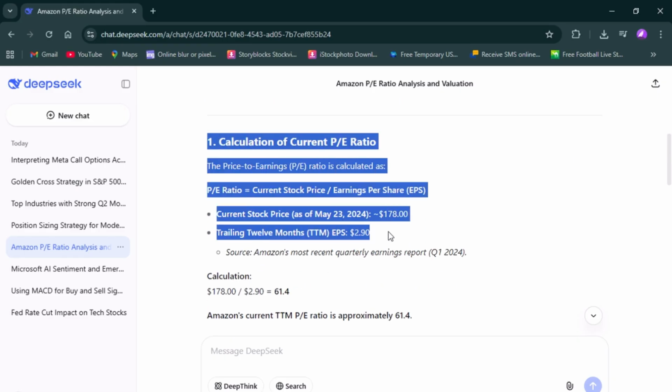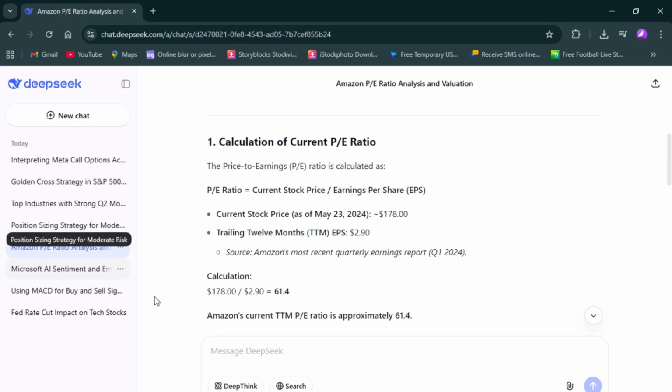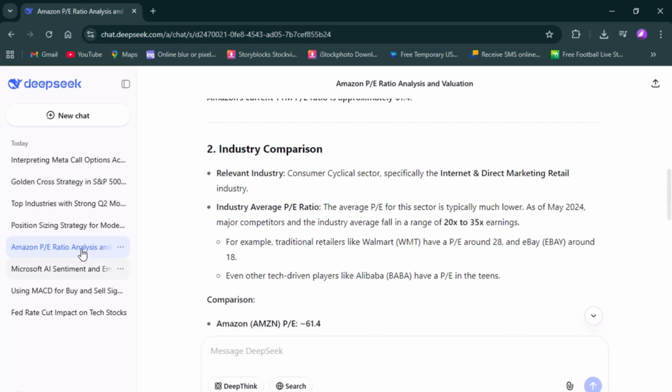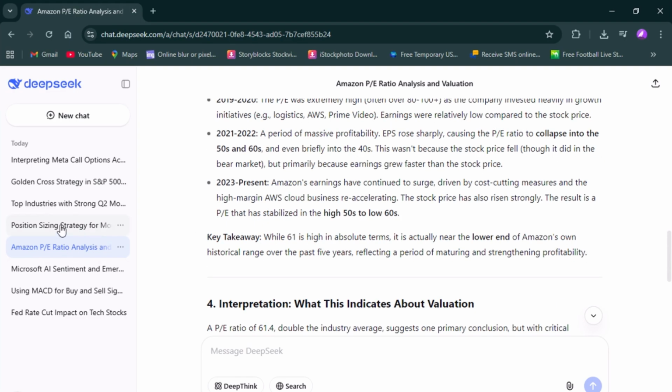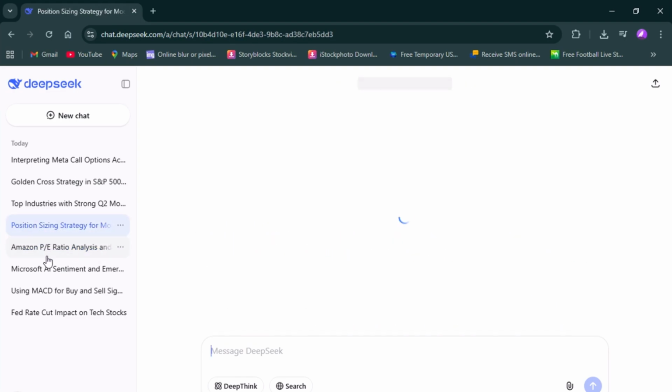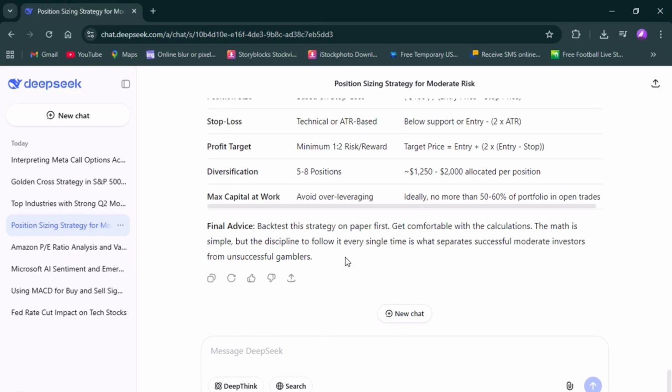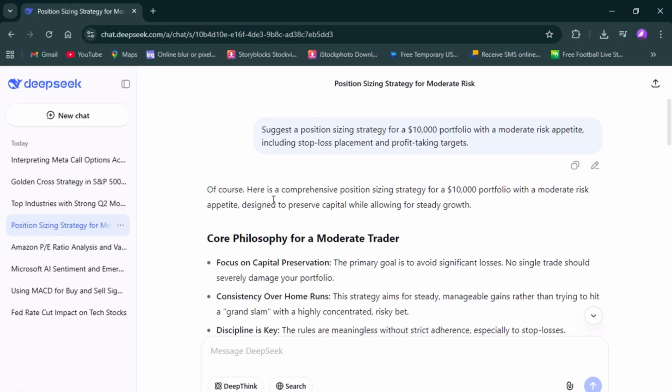DeepSeek can also perform competitor analysis, giving you a broader perspective on a company's standing within its sector. You can ask it to compare financial metrics across multiple companies or analyze industry trends that might affect your investment decisions. One of the most valuable features is DeepSeek's ability to assist with risk management.